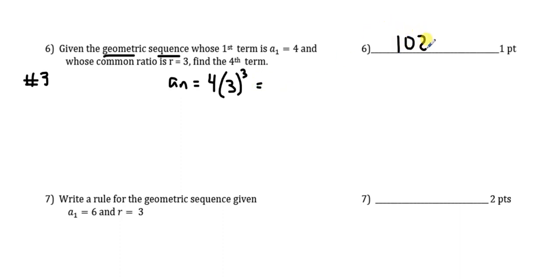108. Now, fourth term, the other way to do this would be A1 is 4, A2 multiplying by 3 every time. It goes 4, 12, multiplying by 3, 36 is the third term. Multiply by 3, and I get 108. That's the fourth term.